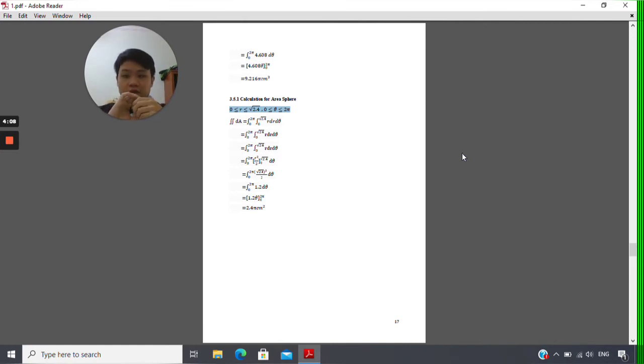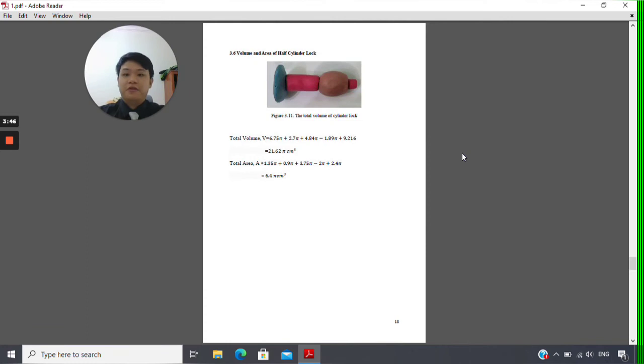Most of my calculations for the area use polar coordinate because most of the components that I've built are normally circular in shape. Therefore, I think that polar coordinate is much more suitable for finding the area of the shape. As for the volume and area of the half cylinder lock, the total volume is 21.62 pi cm cubed, and the total area is 6.4 pi cm cubed.